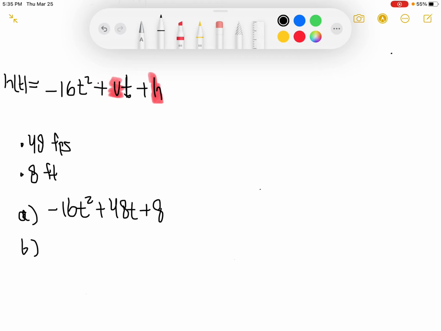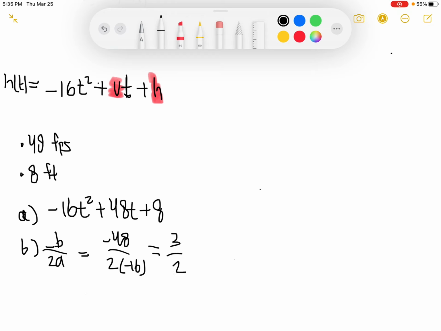How do we find the vertex? Well, this is technically in standard form, so the vertex, whenever we need to find it in standard form, is negative b divided by 2a. A, B, C. Remember, that's what it is. So, b is negative 48 divided by 2 times negative 16, which is going to be 48 divided by 32, which simplifies to 3 over 2. So that's just the x point.